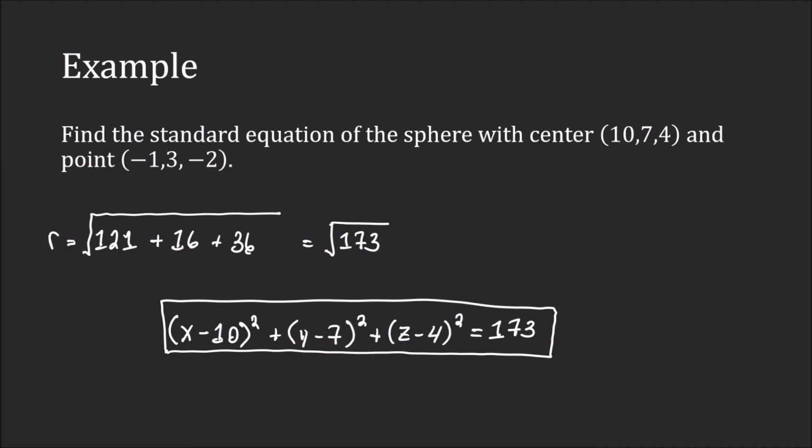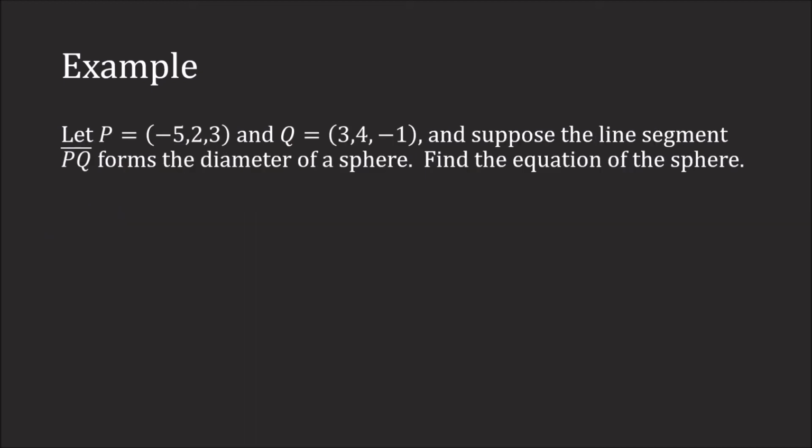Well, let's consider a different sphere. We have the points negative 5, 2, 3, and 3, 4, negative 1. The line segment PQ forms the diameter of a sphere. We now want to find the equation of this sphere. Well, let's find the radius. Since we know that the line segment PQ forms a diameter, the length of the diameter, which is d, is the distance between these 2 points.